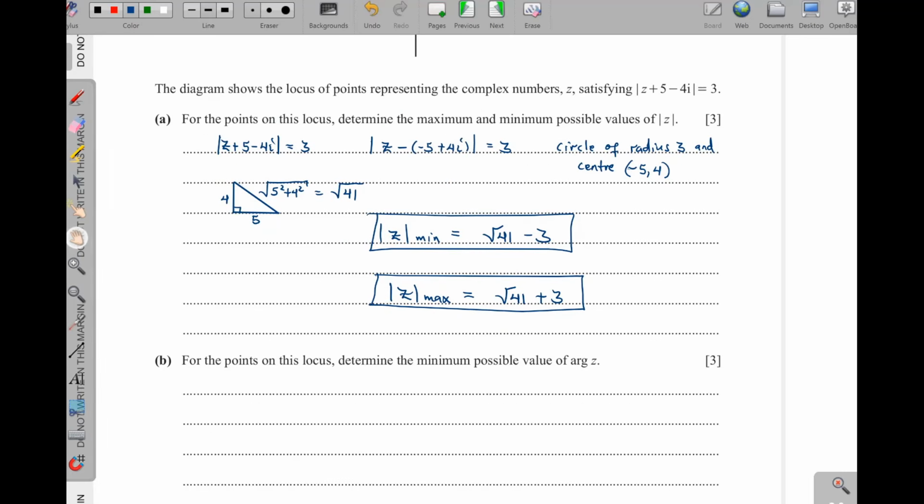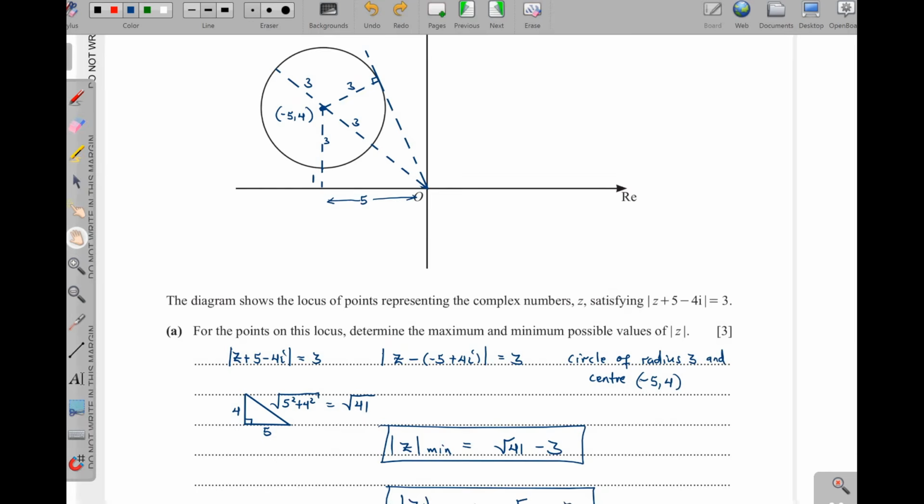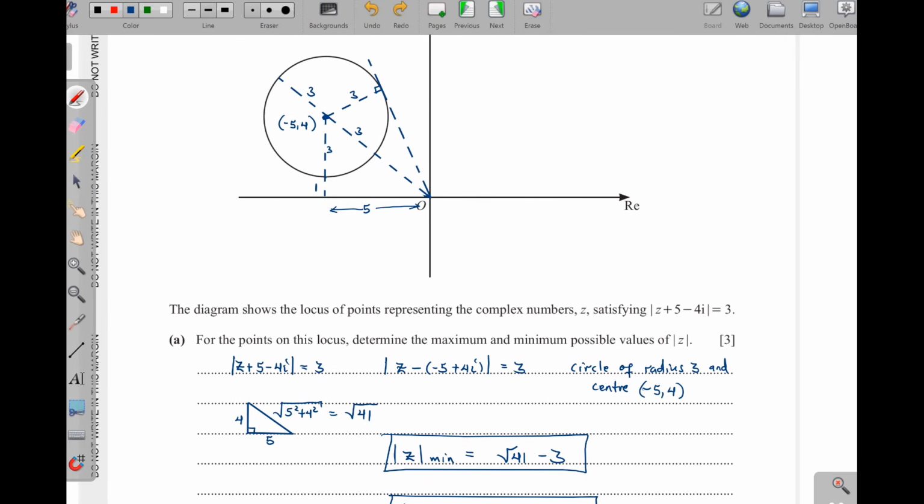Then we are saying part B, for the points on this locus, determine the minimum possible value of the argument of z. Now, for the minimum possible value, of course, from here up to here, remember you are measuring the argument from the positive real axis. So we measure from here, then to here. I think that will be the minimum, because as you go forth, it becomes bigger and bigger. Not so? In fact, if they asked for the maximum, then it would be this other line here, which I put off. You see that?